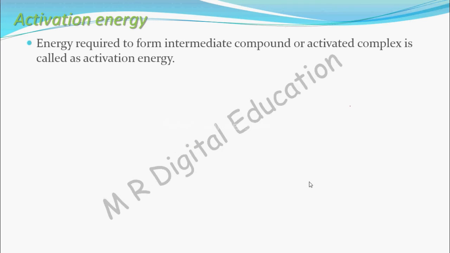Activation energy. The energy required to form an intermediate compound or activated complex is called activation energy. See what? Energy required to form an intermediate compound or activated complex. See this through an example. Let's take this reaction. Hydrogen and iodine react to give you hydrogen iodide.